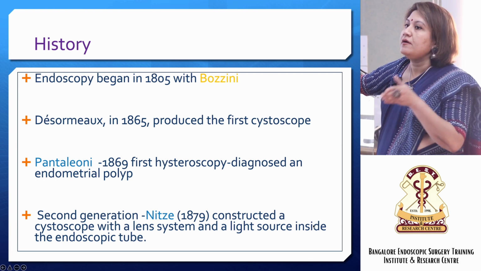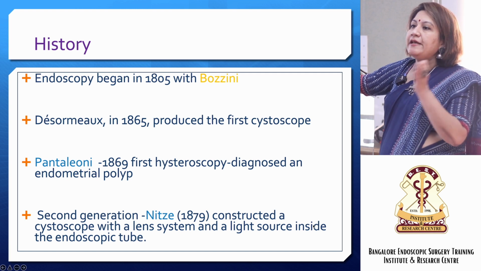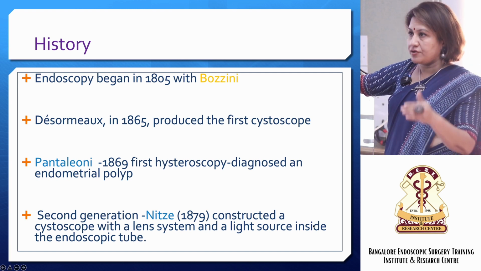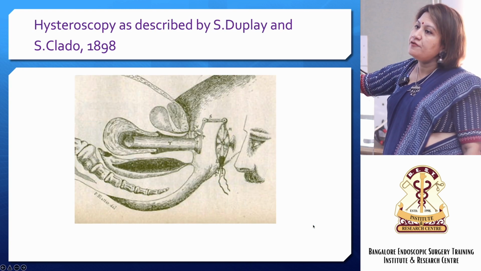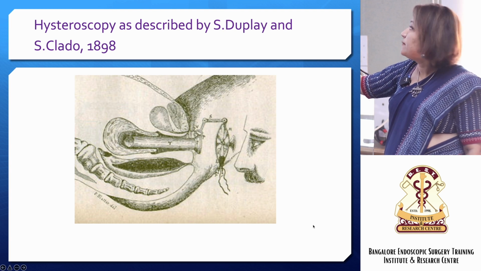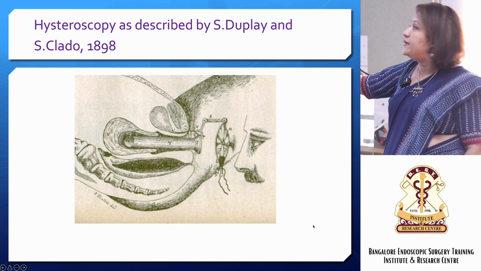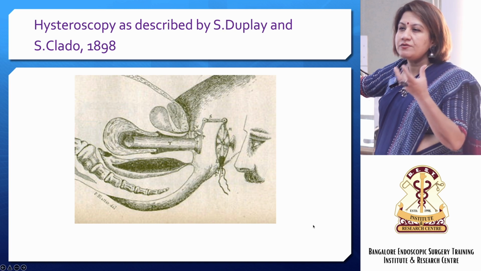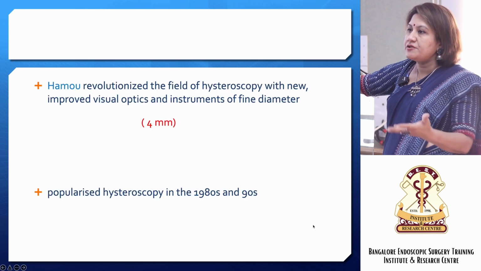But the newer hysteroscopes, whatever revolution happened in the hysteroscope, were in the early 80s, and that's when what we use right now actually started. This is a picture from an old publication way back in 1898. Somebody tried using this primitive cystoscope to perform hysteroscopy. At that time there was no concept of distending the uterus, so I'm sure they wouldn't have got a good image.